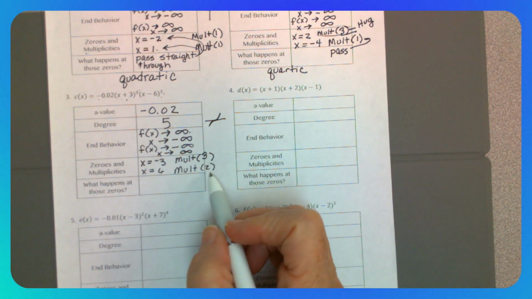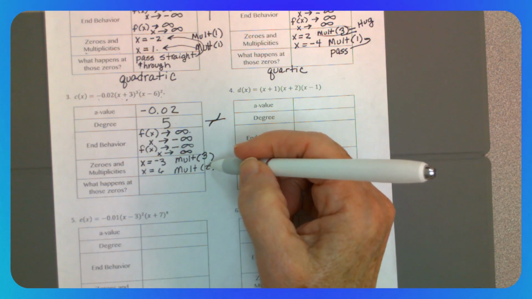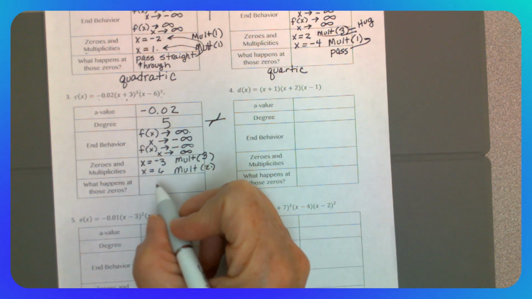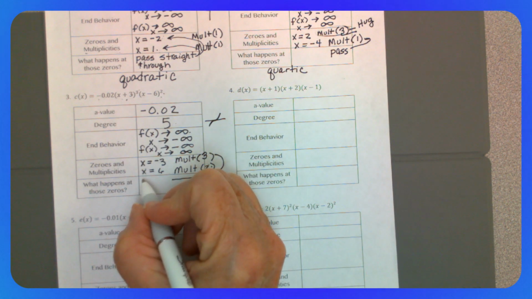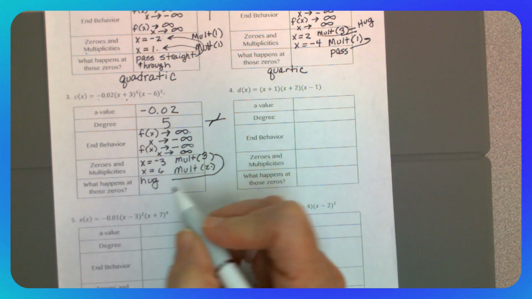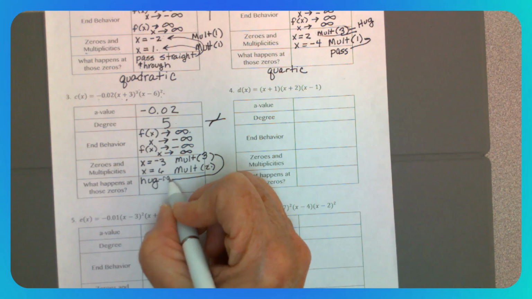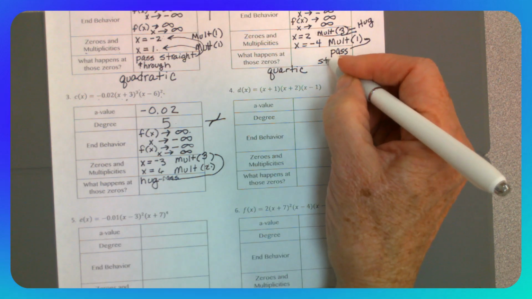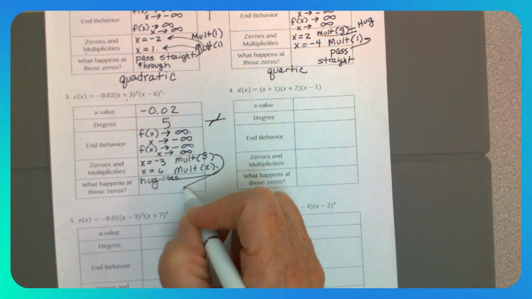So that's going to be a bounce. Any even number is going to be a bounce. The higher we go in multiples of 2, the flatter it gets before it bounces. So here, what happens? It's going to hug. This is one way we described it, or flatten out before it passes. It's going to hug and then pass. Up here, it was a pass straight through. And then a multiplicity of 2 is going to be a bounce.